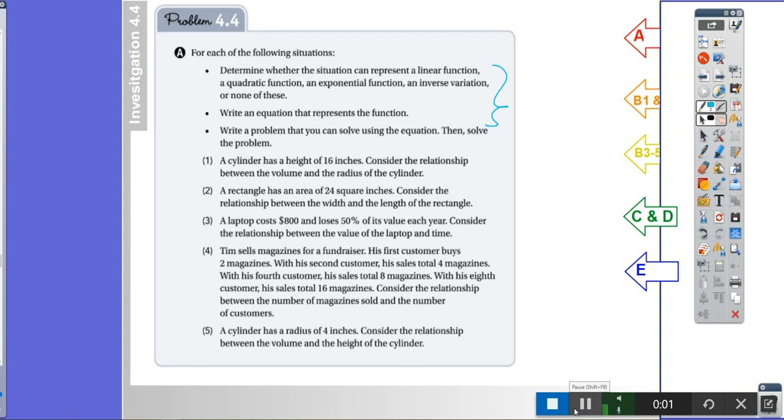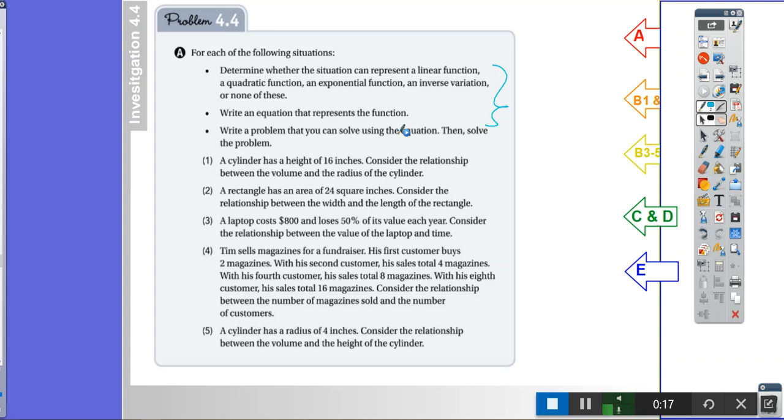All right, I'm sorry for the extra video for homework, but here we go. We're going to take a look at these 8 issues and see what type of relationship we have, and we're going to write an equation. We're not going to do this part. We're not going to solve the problem.